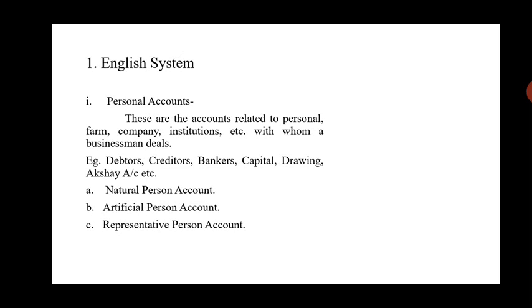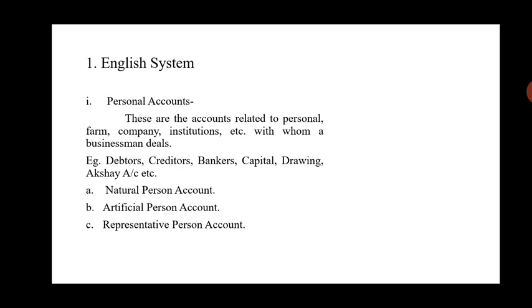It will come under personal accounts, and it is related to companies, institutions, as well as persons. For example, debtors is a person, creditors is a person, bank is also a person, capital is a person, and drawing is a personal transaction, so drawing is also for the person. Akshay account is also a person.